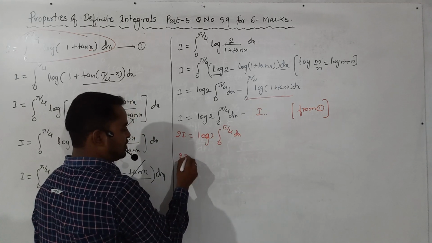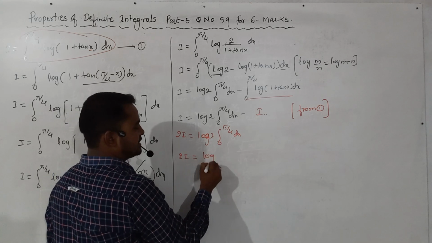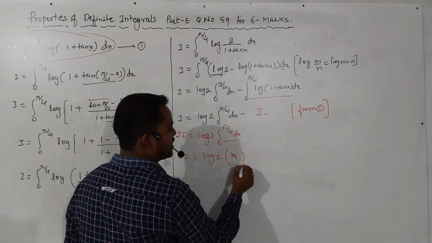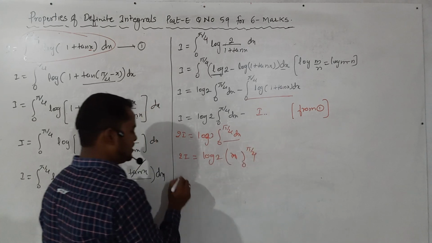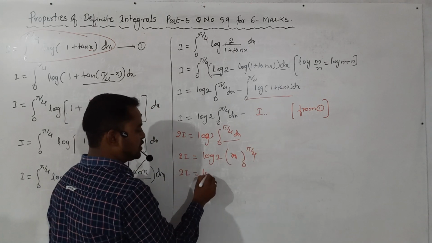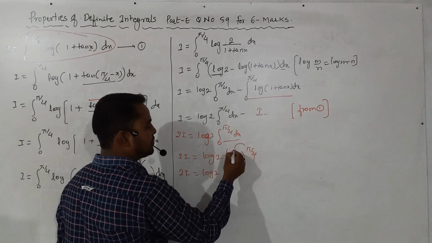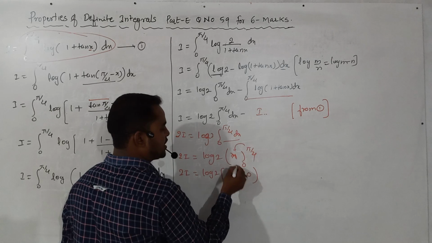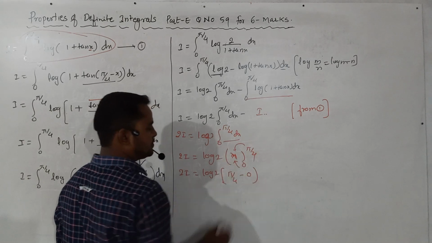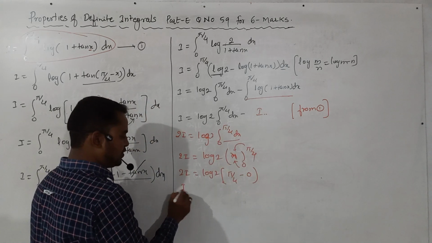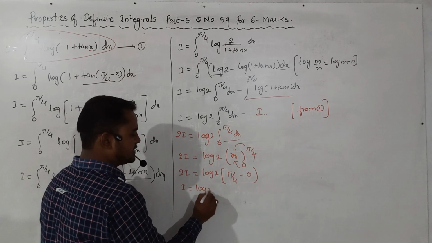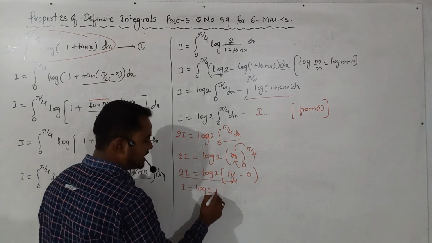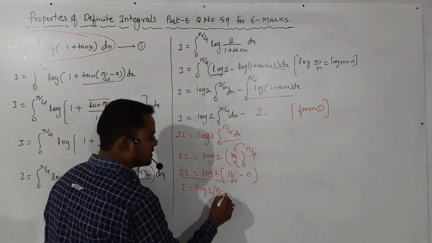Now 2I is equal to log 2 as it is. Integration of dx is what? x, between the limit 0 to 5 by 4. Then 2I is equal to log 2. First substitute the upper value, that is 5 by 4, minus lower limit 0. Yes. Then I is equal to log 2 as it is. This 2 comes here. 2 4s are 8. 2 4s are what? 8. 5 by 8 minus 0.